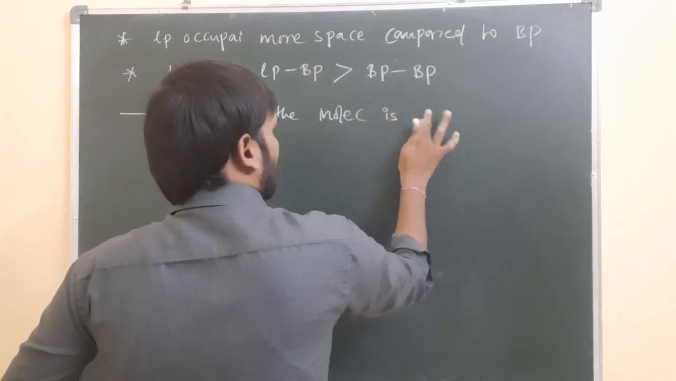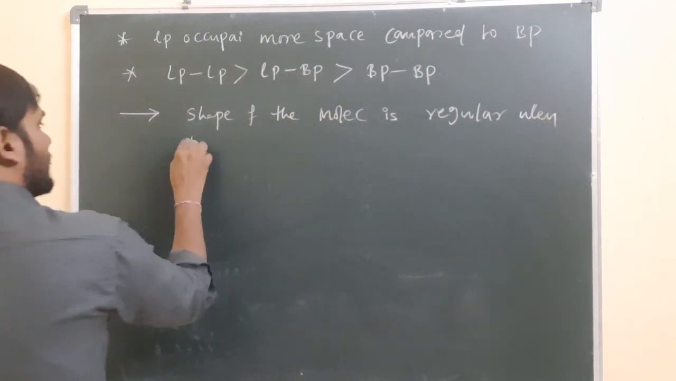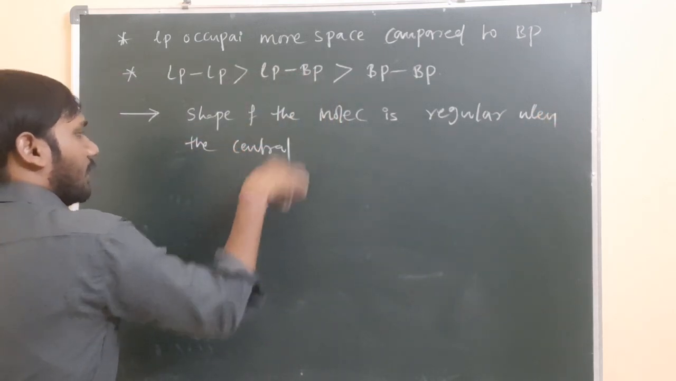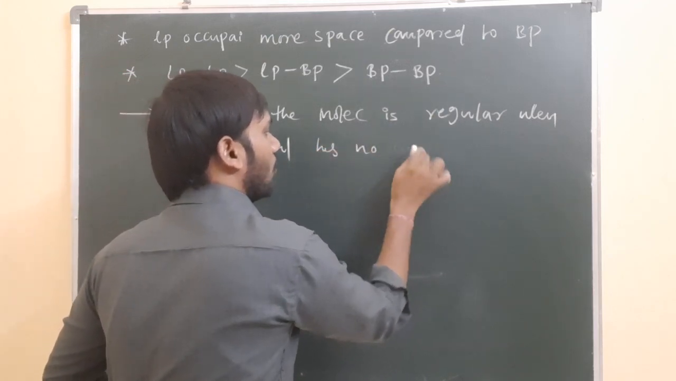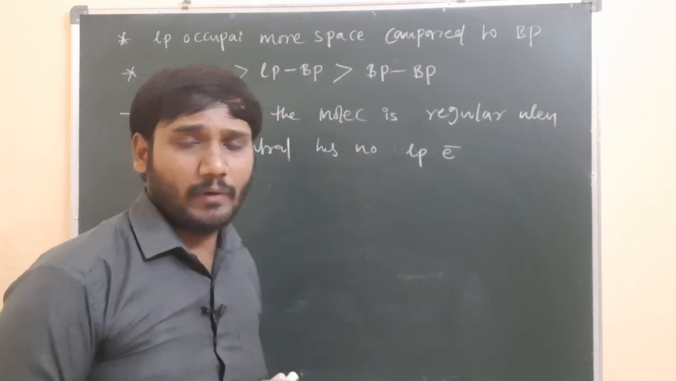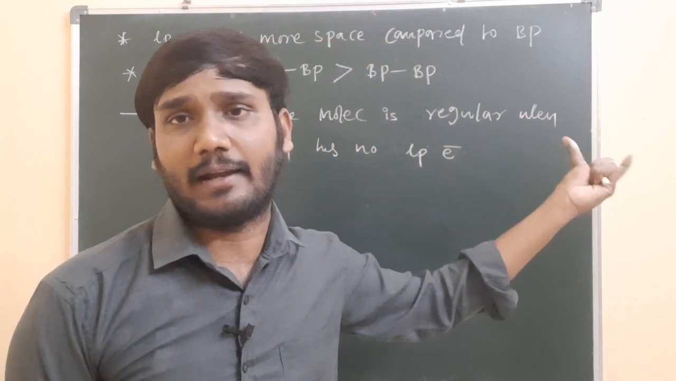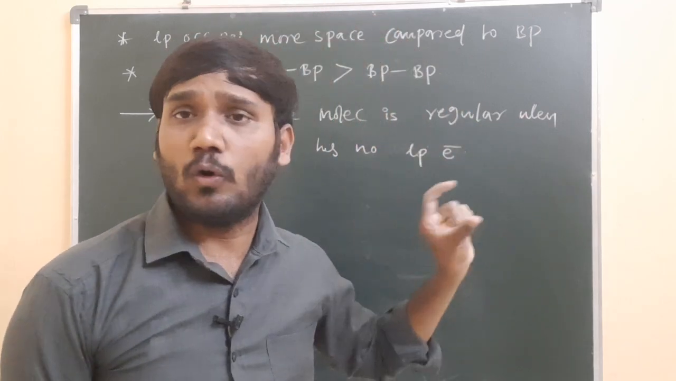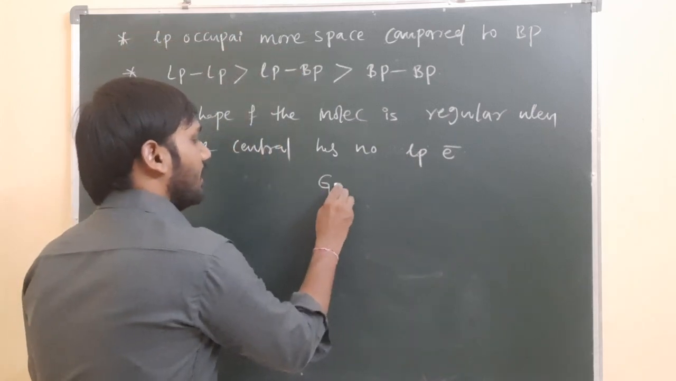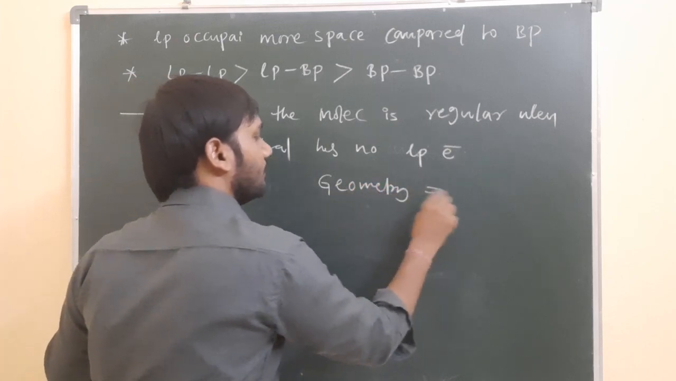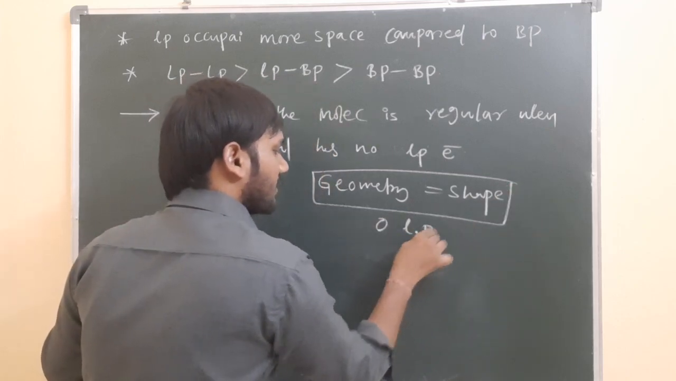The shape of the molecule is regular when the central atom has no unpaired electrons or no lone pair electrons. When a central atom does not have any lone pair, only bond pairs are present and zero lone pairs are present, at that time the geometry and shape of the molecule are the same.